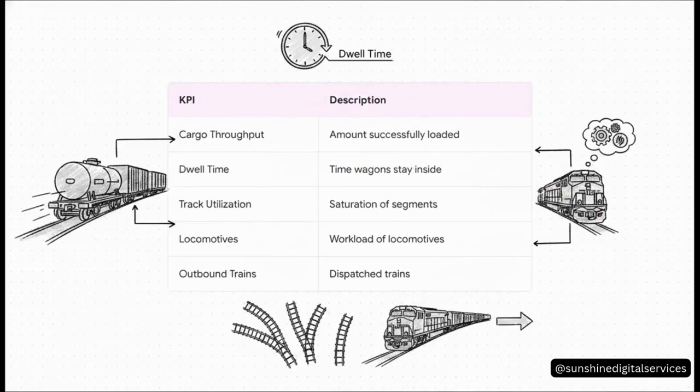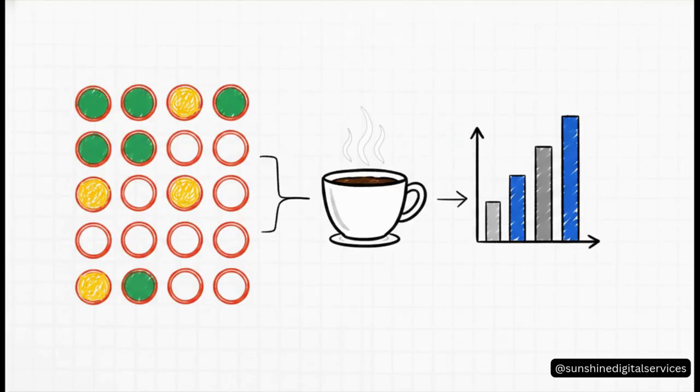To manage the chaos of random train arrivals and all that dynamic routing, the team tracked 5 specific KPIs. They looked at cargo throughput, dwell time, track utilization, locomotive workload, and the formation of outbound trains. By monitoring those specific metrics, they could safely assess the capacity of totally different operational scenarios without ever moving a single real-world train.